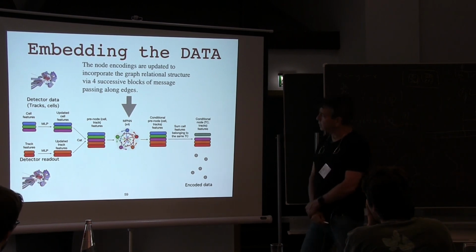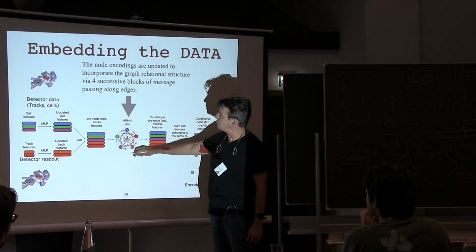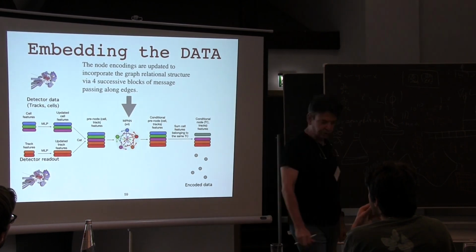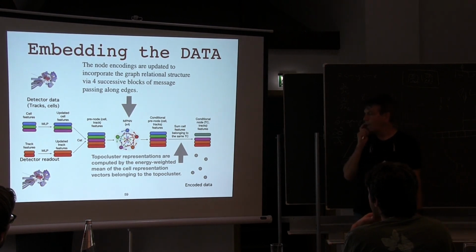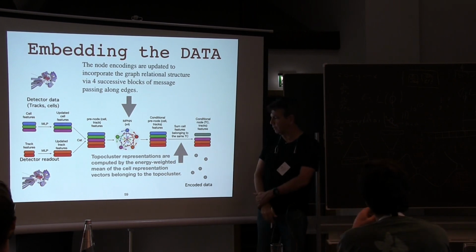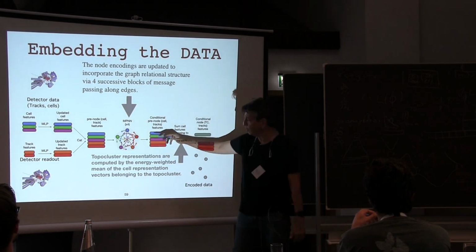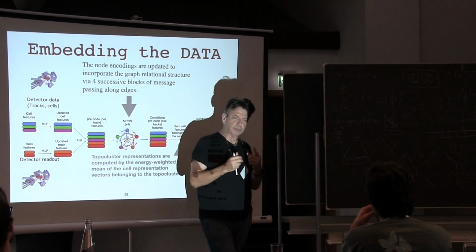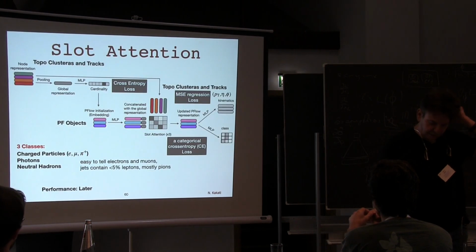So that's already said, that the mixer here is the update of the nodes by 4 successive blocks of message passing along the edges, as I said already. And the topocluster representations are computed by the energy weighted mean of the cell representation vectors belonging to the topocluster. So we don't just add the cells that belong to the topocluster, but we add them weighted by their energy. But that's just a detail.